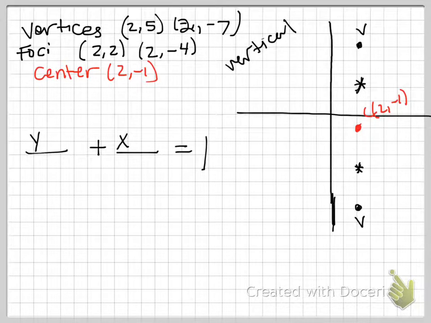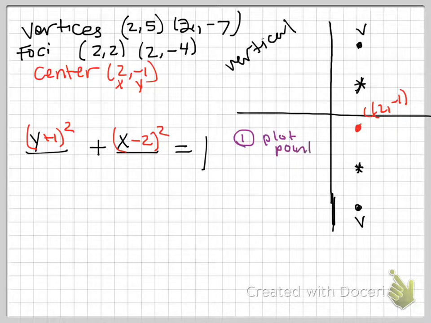So we're going to plug that into our equation. Our center is at 2, negative 1. The y value goes with the y, and this one is x. So we're going to have y plus 1 squared and x minus 2 squared, remembering to always change those signs. Let's give ourselves some steps. The first thing we did was plot points. Step 2 was we found the center.